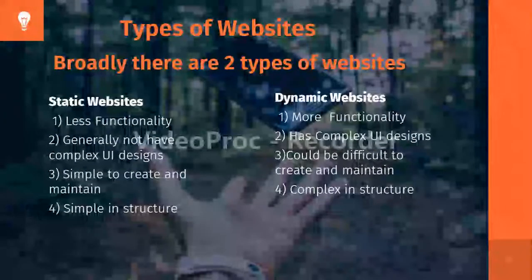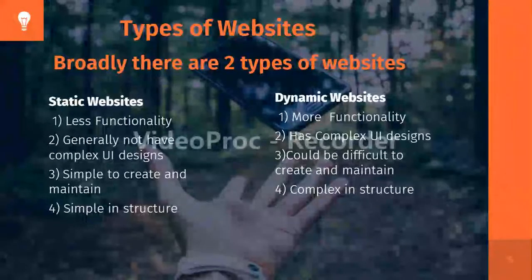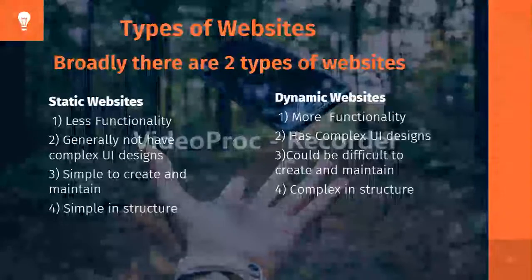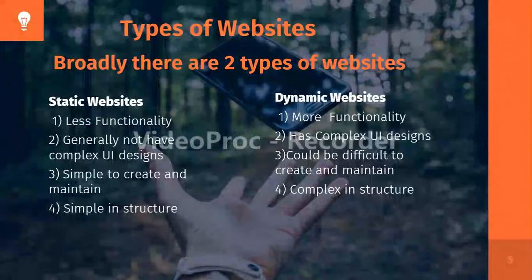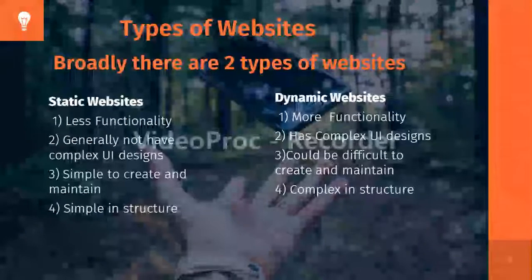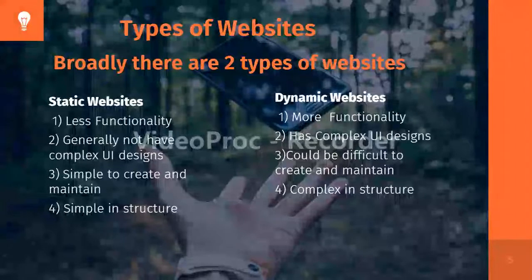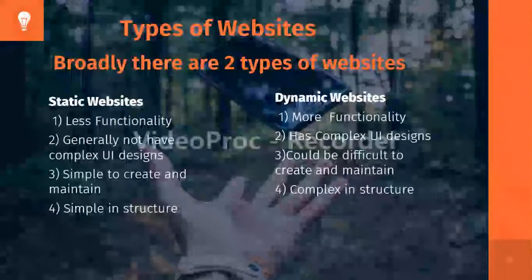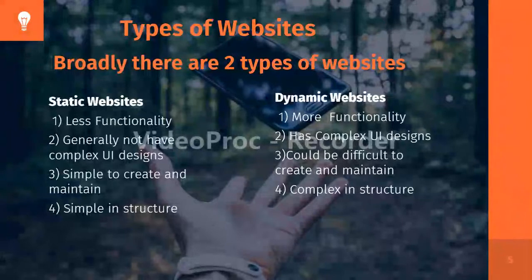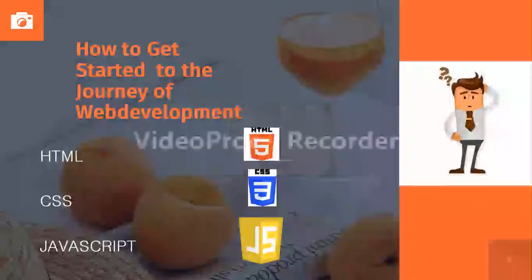So far we have seen two types of websites. I will just read it out. Static websites have less functionality, generally do not have complex UI designs, are simple to create and maintain, and also simple in structure. Whereas dynamic websites have more functionality and also complex UI design. They could be difficult to create and maintain, but not all. Means a website like Amazon, it's a huge e-commerce website, so a smart team of engineers is needed for that, and also they are complex.